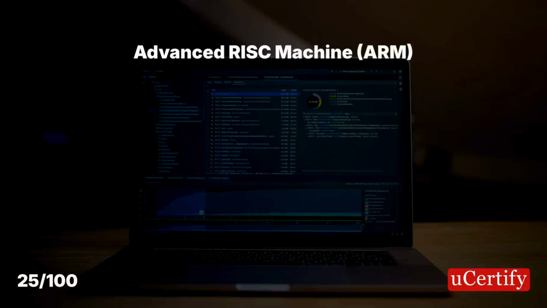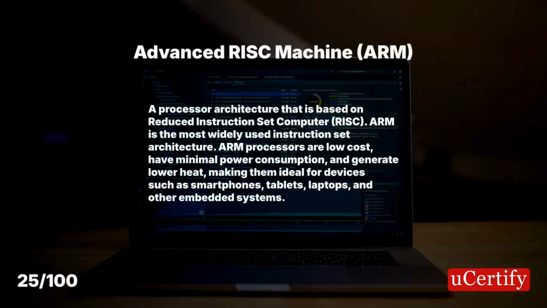Term: Advanced RISC Machine, ARM. Definition: a processor architecture that is based on reduced instruction set computer, RISC. ARM is the most widely used instruction set architecture. ARM processors are low cost, have minimal power consumption, and generate lower heat, making them ideal for devices such as smartphones, tablets, laptops, and other embedded systems.